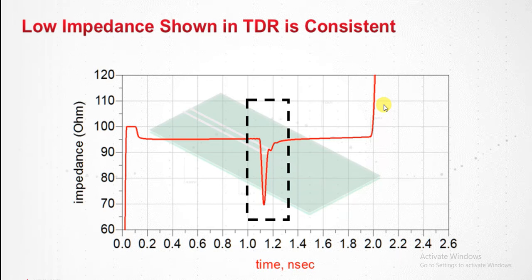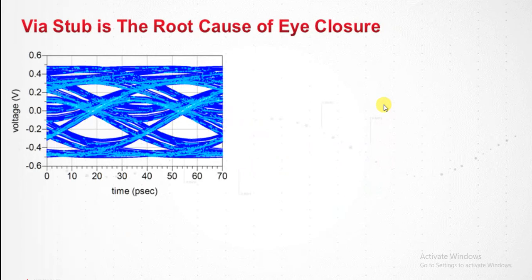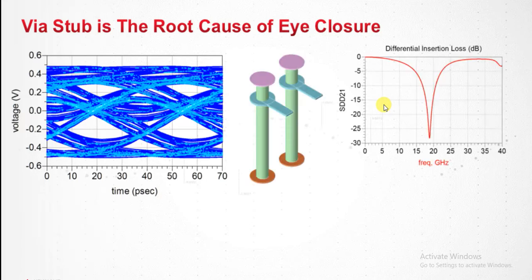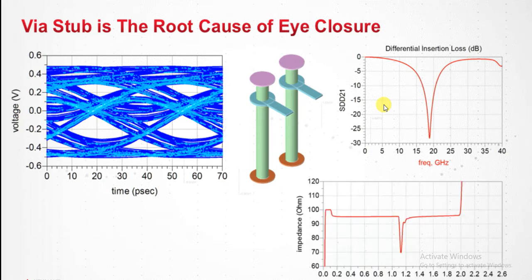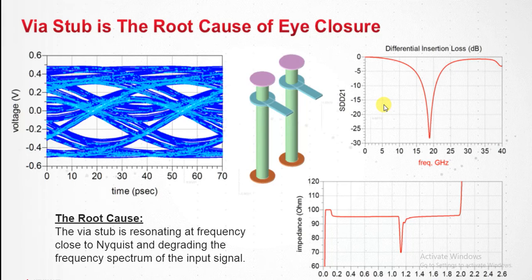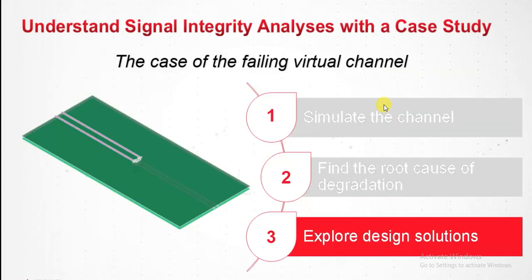Now we're really sure the stub is the root cause of the eye closure. A little quick summary. We saw a closed eye, and we looked at the stub. We identified the stub to be the possible root cause. Then we made sure we have consistency tests to double check that, and now we're sure the root cause is the via stub. So far, we have completed number 1 and number 2. We'll go on to number 3, explore design solutions.